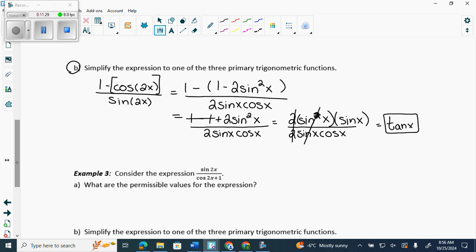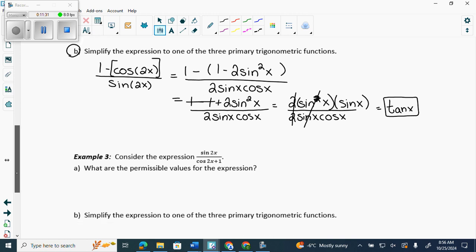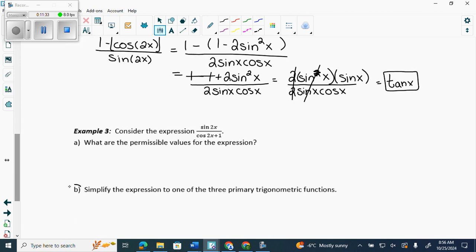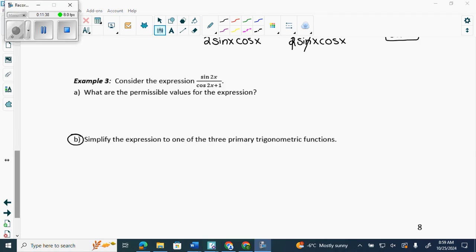Okay, I want you guys to try this one. I don't want the non-permissible values. I just want you to simplify it. We're not talking about non-permissible values on a Friday. That's for another day. So the first thing we do is write out the question. Some of you will just start changing it already. You have to write out the question first. Then you change it. Sine 2x is 2 sine x cos x.